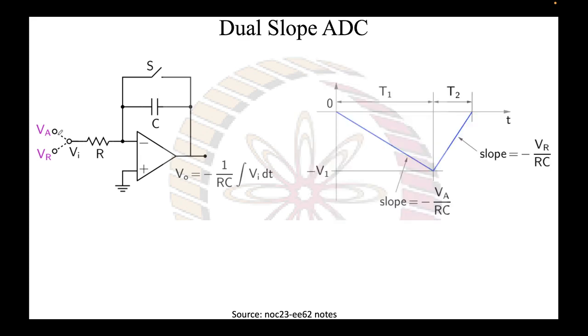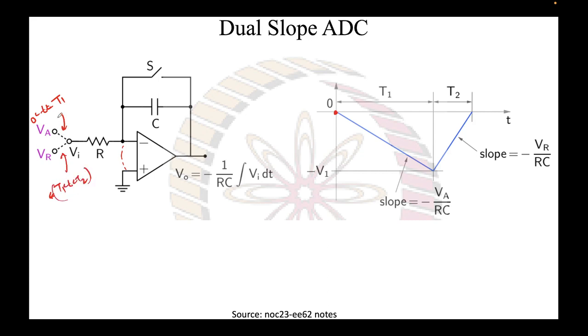What we do first of all is that for time t less than 0, we close the switch. If we close the switch, this is a short, so V0 will be equal to 0. Remember, this is a virtual ground. So we are at this point. Now we open the switch just after t equal to 0, so this is not in the picture anymore. The switch is here for time from 0 to t1, and the switch is here from t1 to t2.